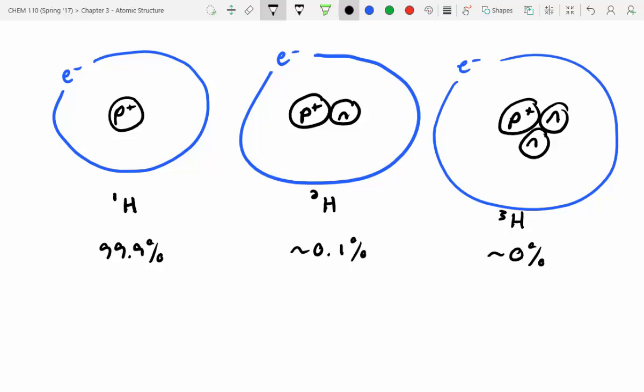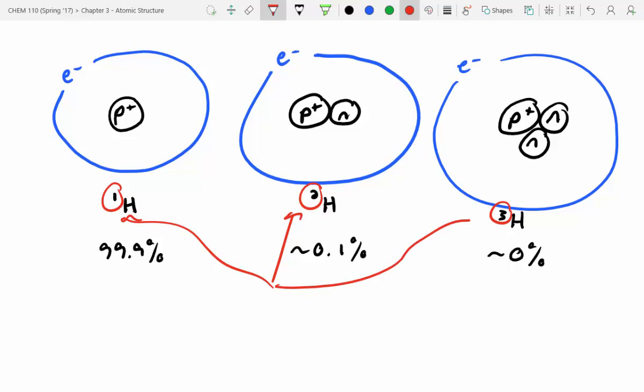So this is the idea of isotopes, but the key takeaway is that these numbers in the top corner are the number of protons plus neutrons. The identity of your atom doesn't depend on the number of neutrons, it only depends on protons.